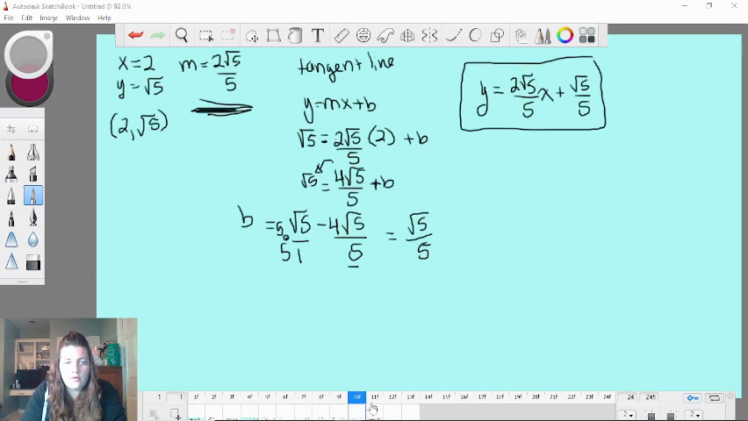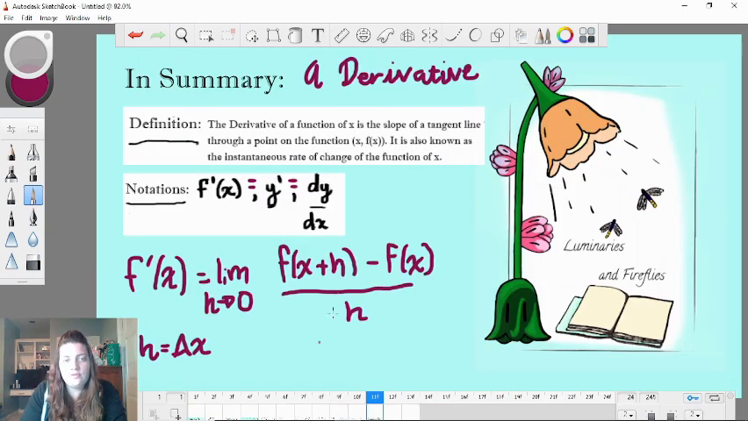So now that we've done a couple of different problems on what a derivative is, and using that formula, my next video is going to be a little bit more about different ways of finding your first derivative. There's way easier ways than using this formula. But in summary, a derivative of a function of x is the slope of a tangent line through the point x, f of x, or x comma y. It is also known as your instantaneous rate of change of the function of x.